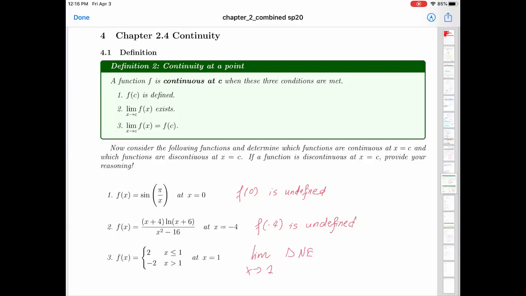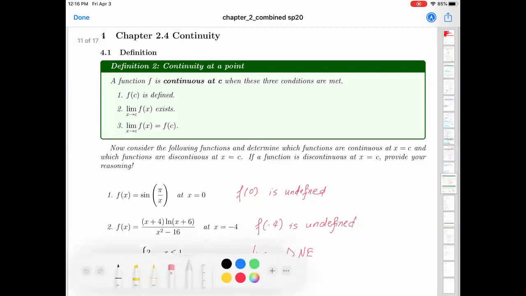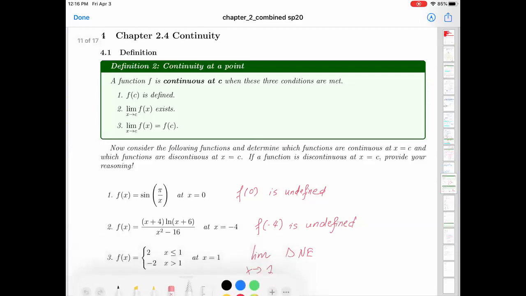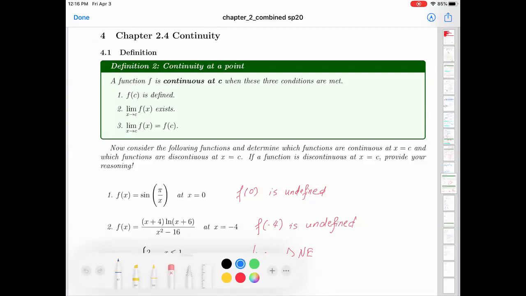This video is on section 4 of chapter 2. It is about continuity. First, let's look at the definition of continuity at a point. A function f is continuous at c when three conditions are met. The three conditions are, first, f of c is defined, so the function is defined at the point c.